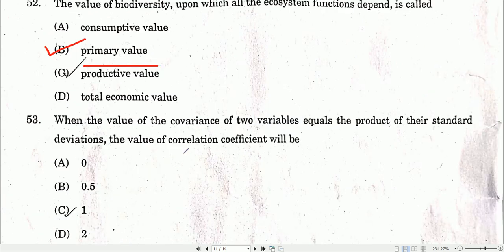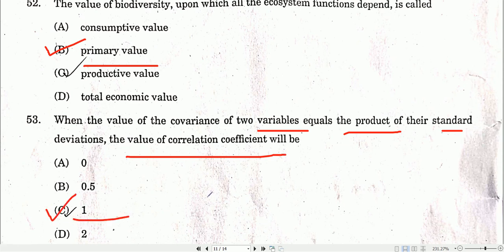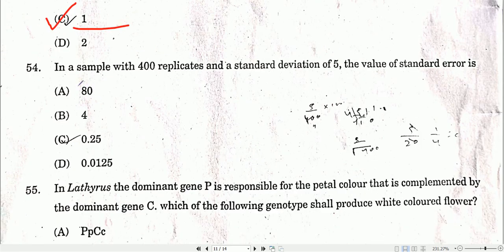Coming to question number 53, when the value of the covariance of two variables equals the product of their standard deviations, the value of the correlation coefficient will be 1. So option C will be the correct one. Coming to question number 54, in a sample with 400 replicates and a standard deviation of 5, the value of the standard error will be 0.25.